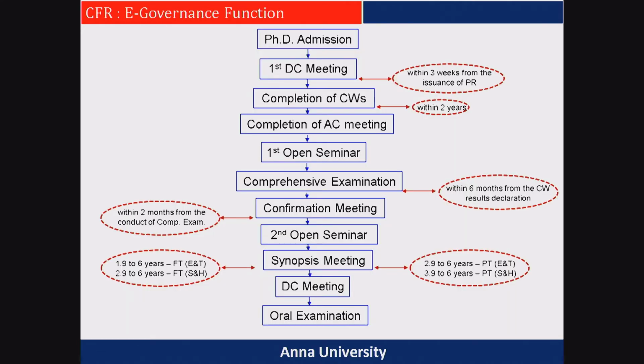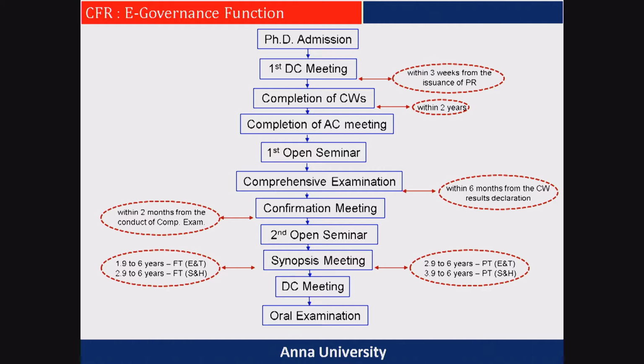Okay, and this is, I'm sorry, the title that is not e-governance. This is the flow chart of your PhD program, right? So all these processes you need to complete before you get your PhD degree. Of course, you have already done the first stage of the process, PhD admission, and the first DC meeting. I hope many of you completed the first DC meeting.